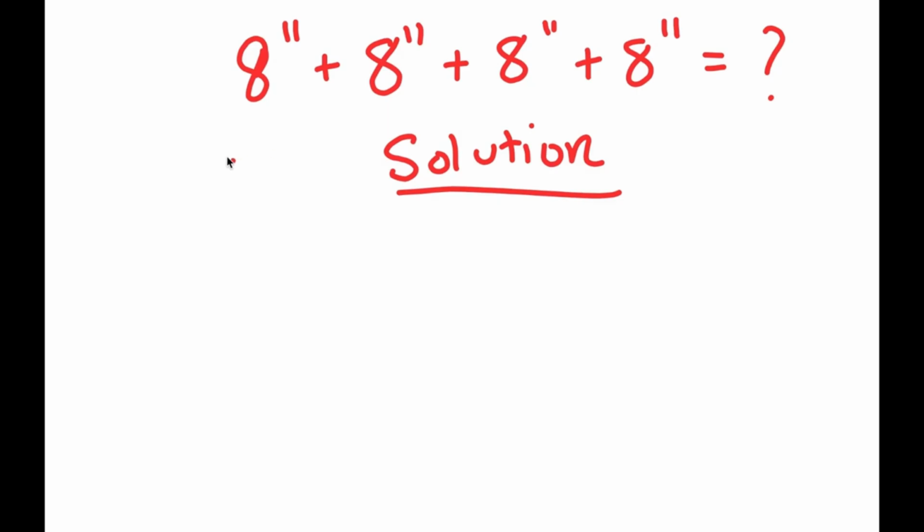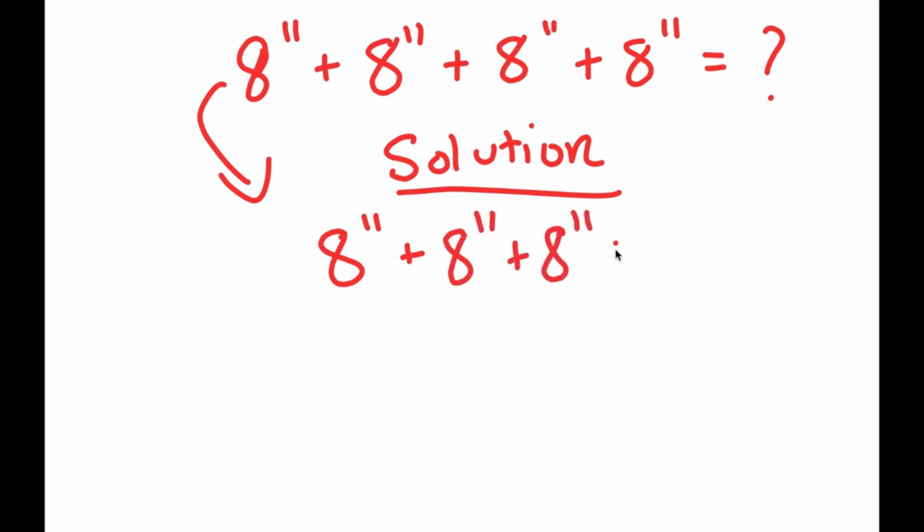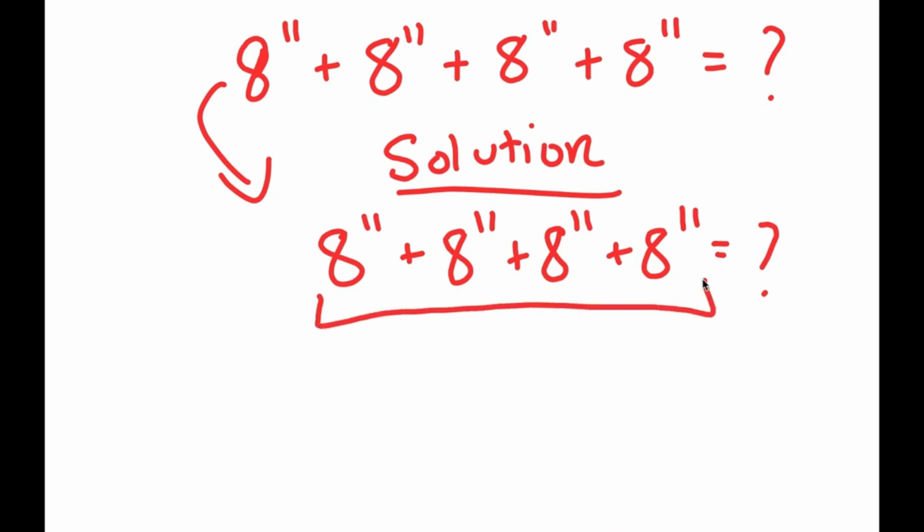I'm going to rewrite my problem over here. So 8 to the power of 11 plus 8 to the power of 11 plus 8 to the power of 11 plus 8 to the power of 11. Now, notice how all of these terms here are the same. So I have all the same terms adding with each other.